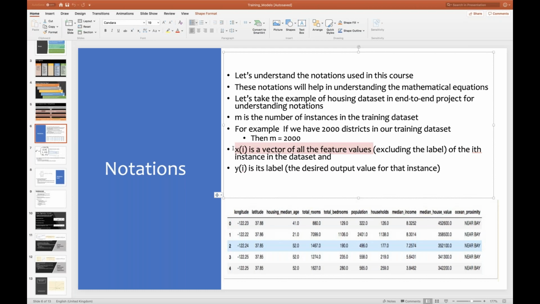Perfect. Y of I is the label. Label is a desired output. Again, it's a desired output, not a predicted output. You need to be aware of the differences there. Okay, this is the importance of it. Now, let me explain more practically here.